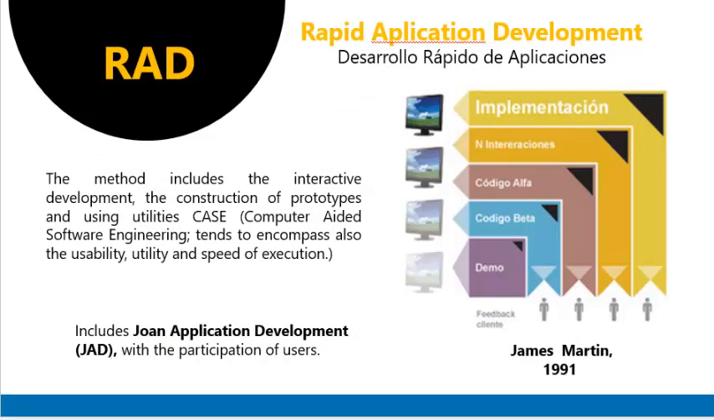Finally, RAD, or Rapid Application Development, includes iterative development, the construction of prototypes, and using CASE utilities, computer-aided software engineering. It tends to encompass also the usability, utility, and speed of execution. This model includes joint application development with the participation of the user.